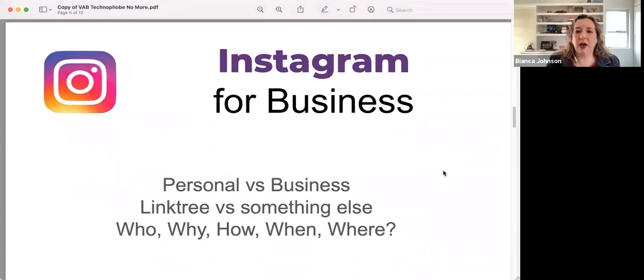So next up is Instagram. And I've done Instagram second because Instagram and Facebook are very interlinked. They are owned by the same company now. So they are very much interlinked, particularly when it comes to business.